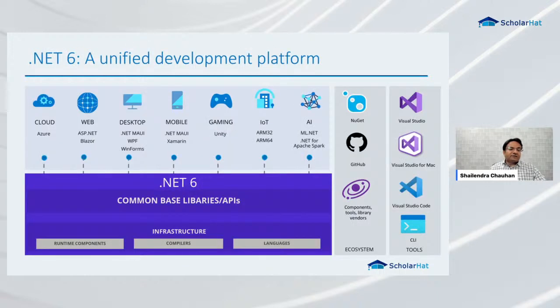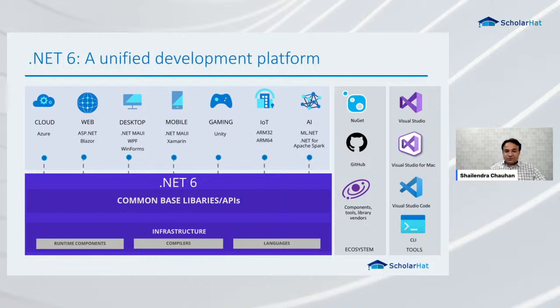Then if you're looking at .NET 6, .NET is a unified development platform for building cloud-based applications, web-based applications, desktop applications, mobile applications. You can even build a game as well, IoT-based applications, machine learning and AI. And if you're looking at .NET 6, it covers everything. It's not only limited to the web, it's not only limited to the desktop. What are the various application models .NET 6 is supporting?